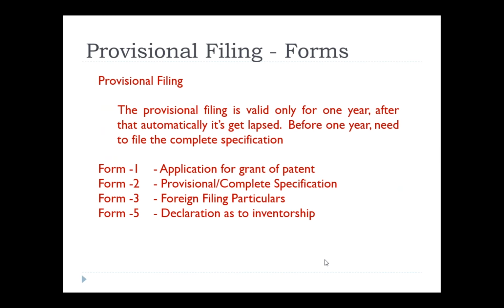Okay, now I'll narrow down to the specific forms to be used for filing a provisional patent and a complete patent specification, right? Mandatorily these forms should be part of the filing procedure. Please be clear, whatever application you are going to launch, these forms are mandatory, right? First one, provisional filing. As we discussed earlier, it is valid only for 1 year or 12 months.